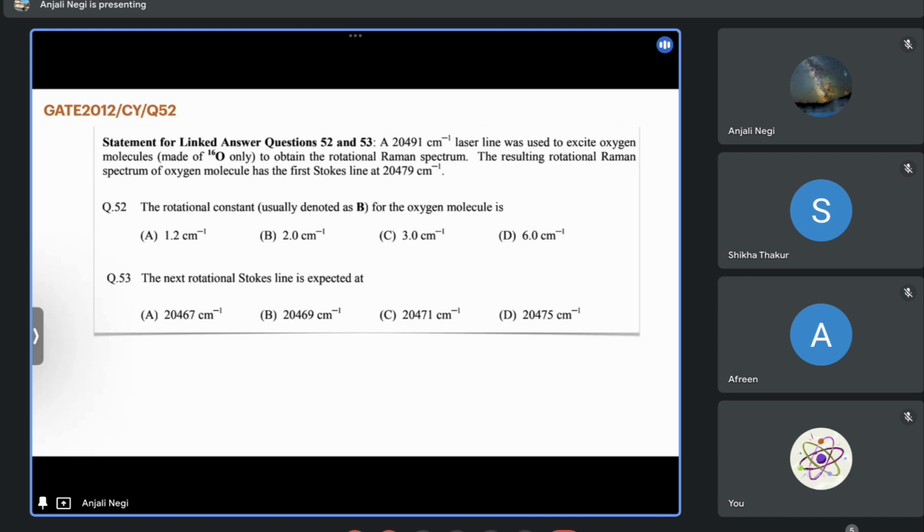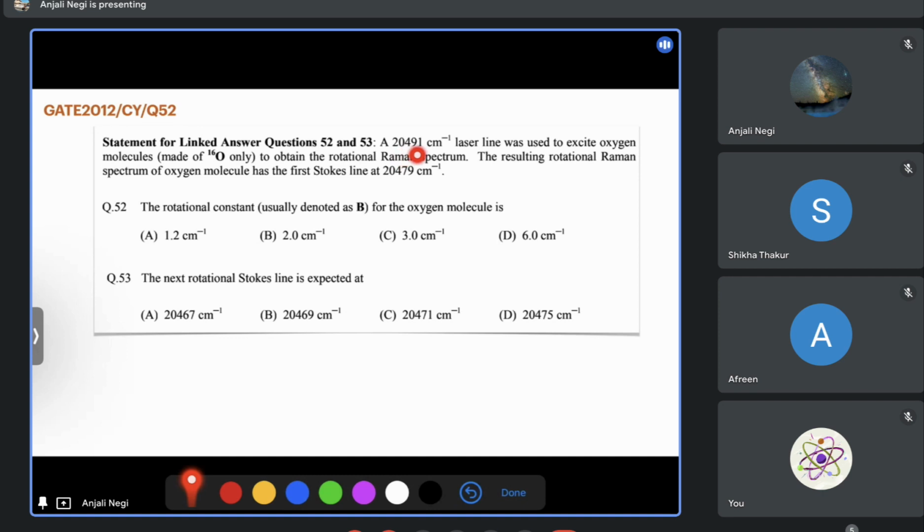So this is the problem that we have, GATE 2012 chemistry question number 52. This is a linked question that says that a 20491 centimeter inverse laser line was used to excite oxygen molecule to obtain the rotational Raman spectrum. The resulting rotational Raman spectrum of oxygen molecule has the first Stokes line at 20479 centimeter inverse. So we are given only these two pieces of information, and then we have to find out.